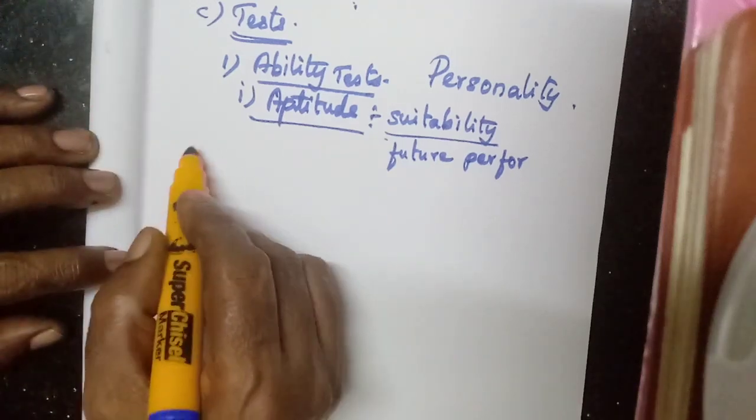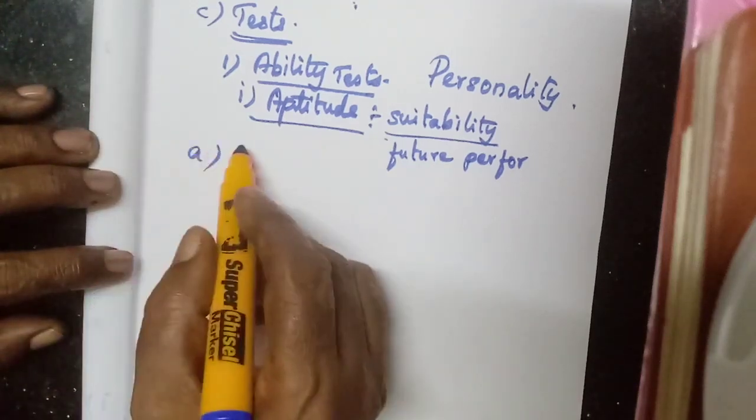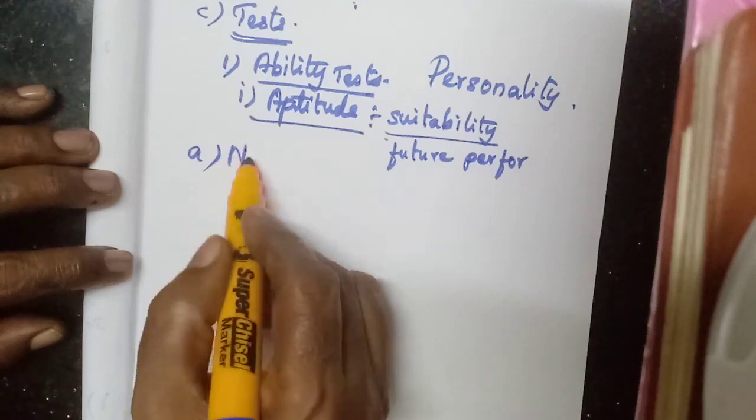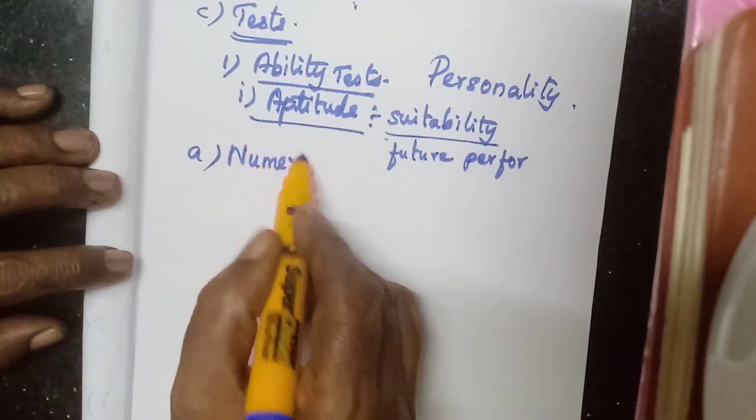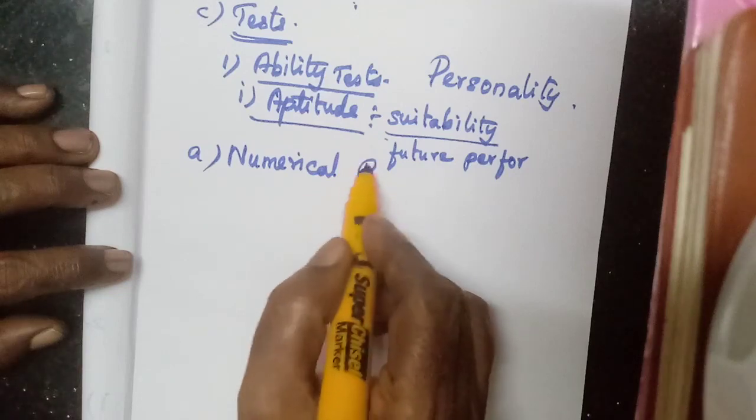What is the first one? This is the numerical reasoning test.